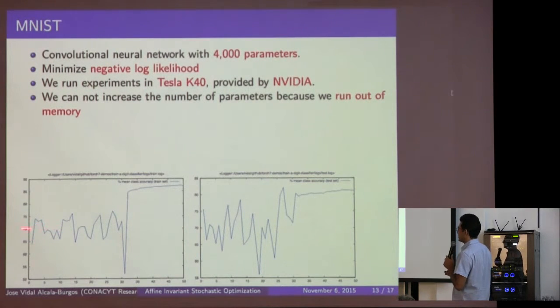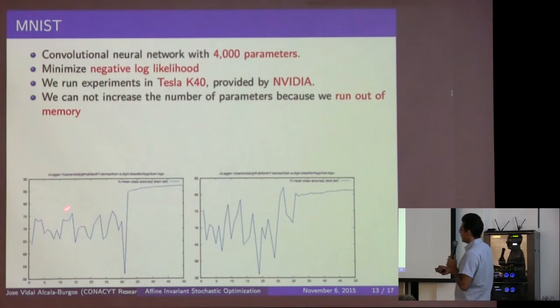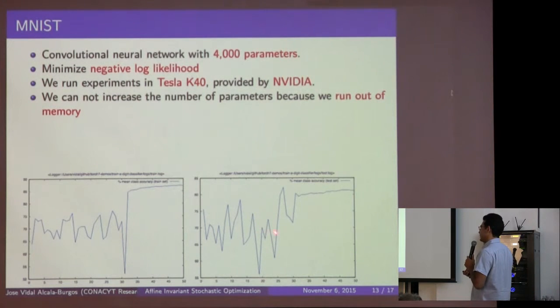So here we're recognizing 75% of the images with this model. And then there are two graphs, right? The left graph is the training error, and the right graph is the test error, in an independent set.